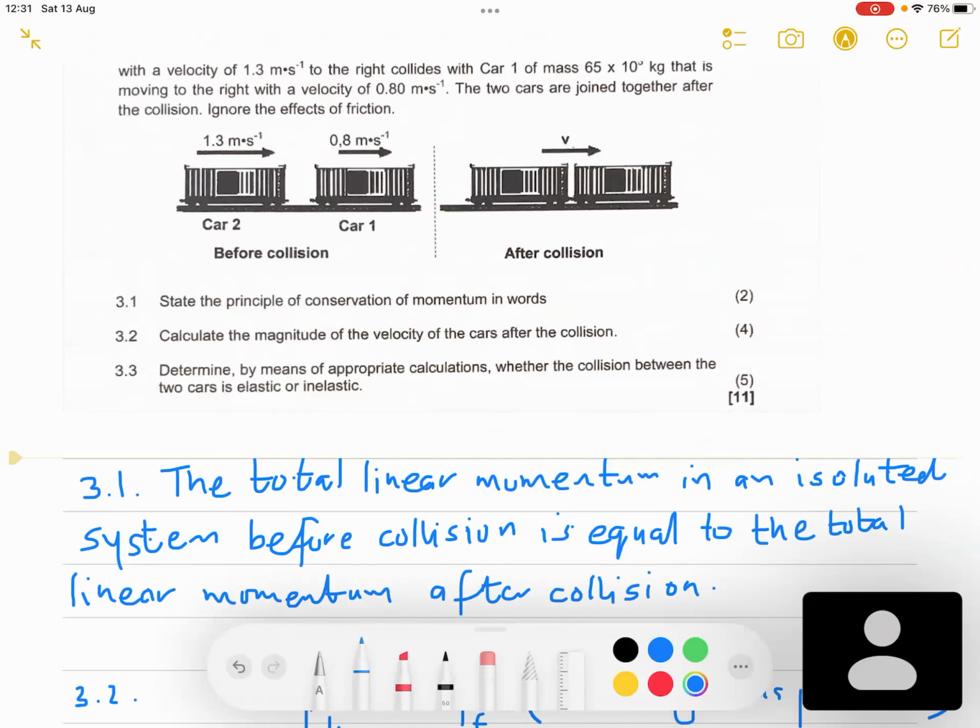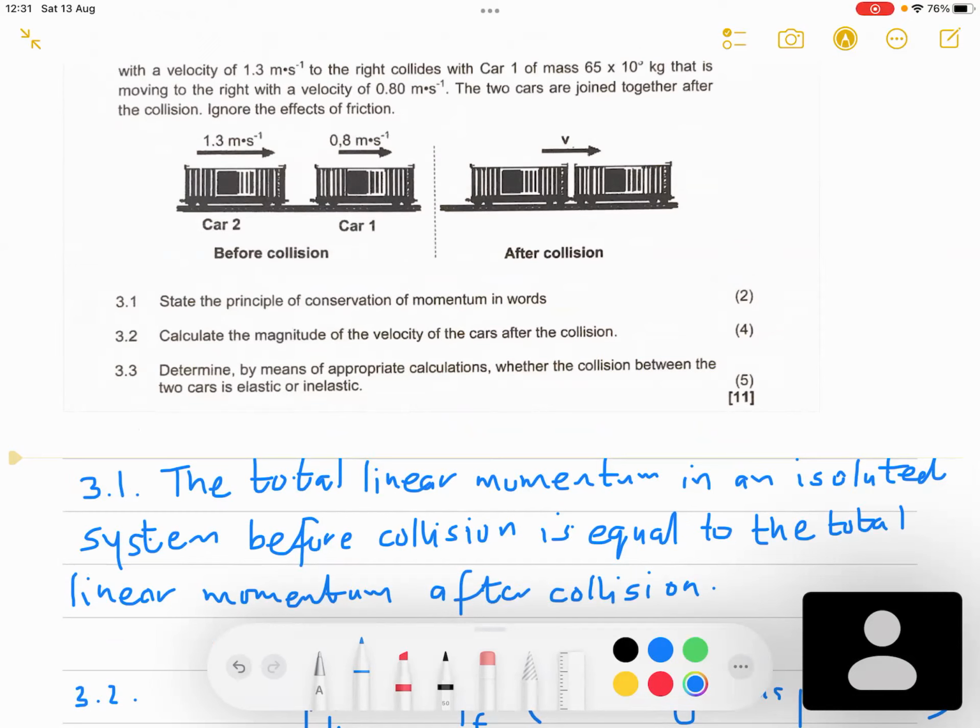Okay, the next question is, for 5 marks, determine by means of appropriate calculations whether the collision between the two cars is elastic or inelastic. We know that they got stuck together, so this is a completely inelastic collision. We know that, but by means of appropriate calculations, you need to determine that.